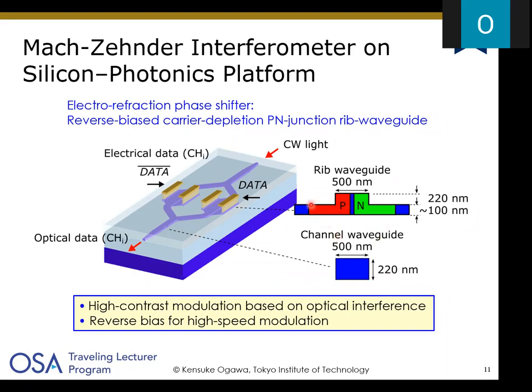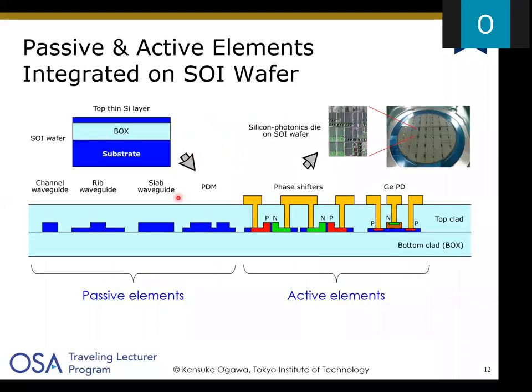So the rib waveguide with the PN junction is the phase shifter, and the two arms of the phase shifters are connected with a channel waveguide to form the interferometer waveguide for optical modulation. And these waveguides are formed on a silicon wafer, like this cross-section scheme.